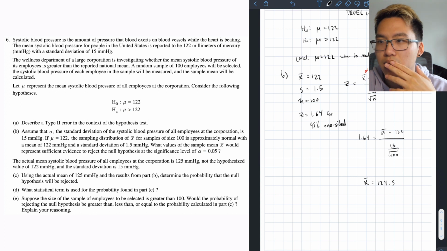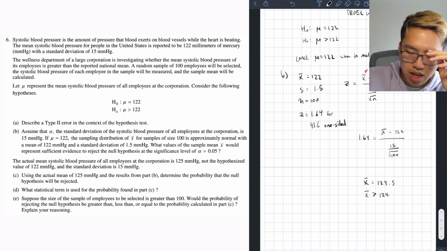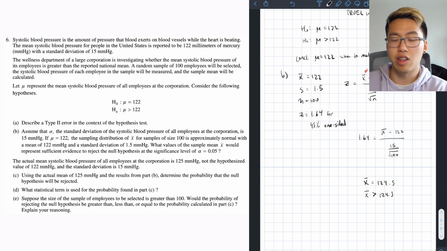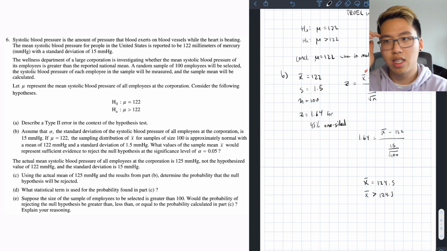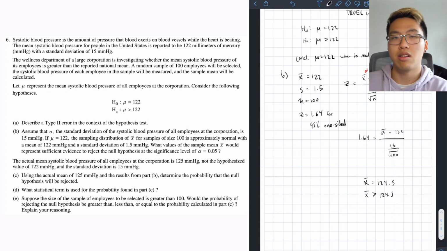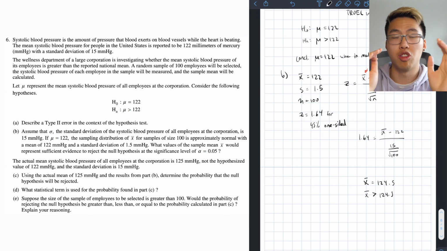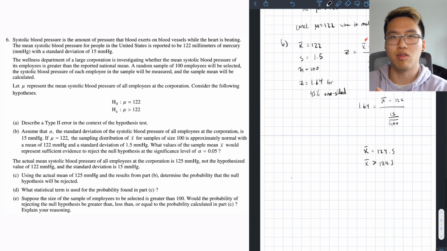Actually, it should be an inequality because we just need at least 124.5 to be able to reject the null. You can imagine that if we have 200, that would be sufficient to reject the null, because the greater the difference between our sample mean and this national mean, the larger that test statistic will be.